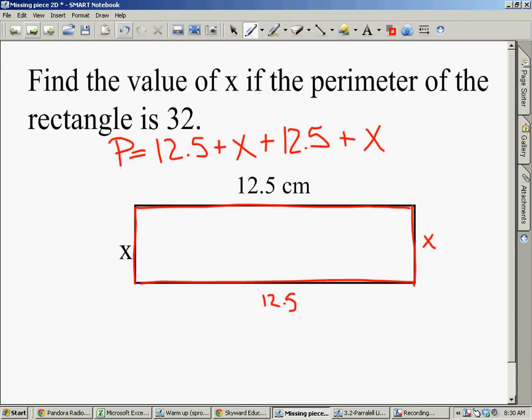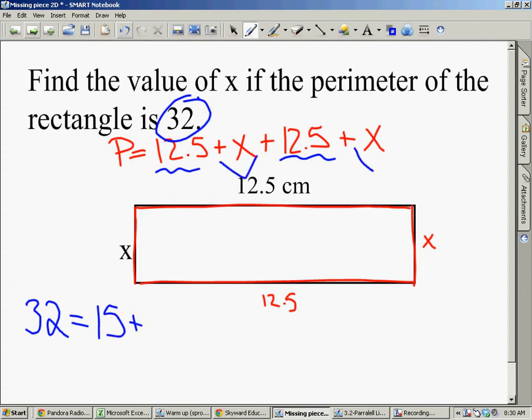Okay, so I got my formula started here a little. I want to change the p to what is the perimeter. The perimeter, they told me right here, is 32. I'm going to combine some like terms. I'm going to combine these guys together to give me 15. And I'm going to combine these guys together to give me 2x.